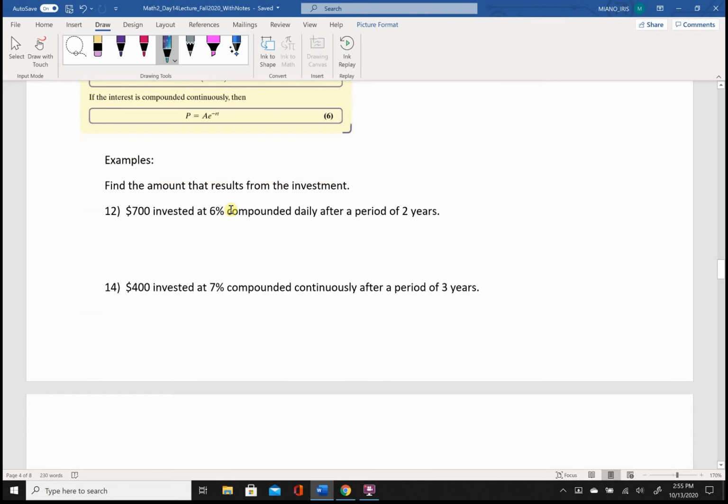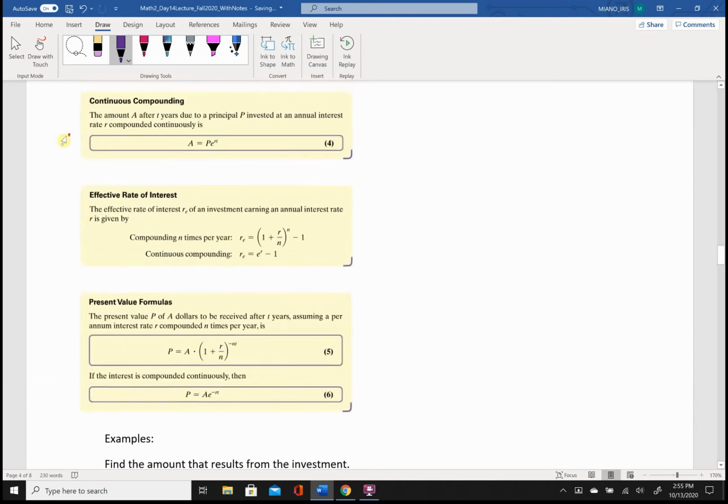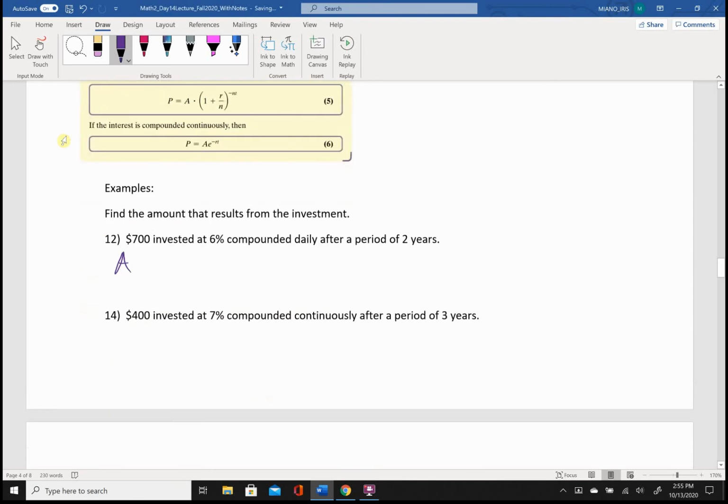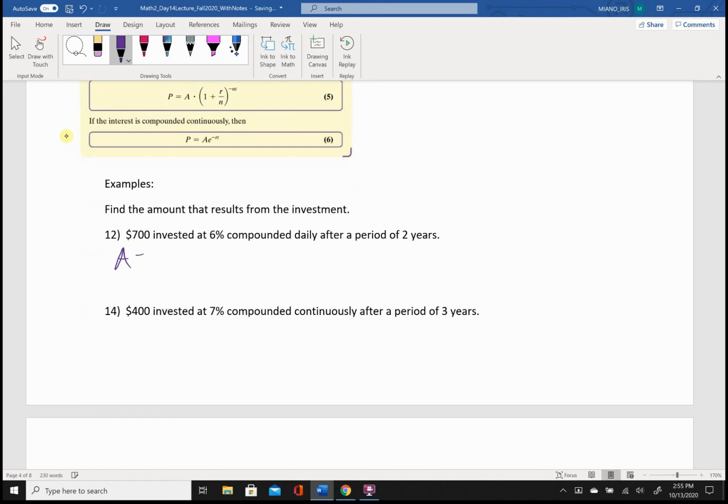Okay, so here we go. A, therefore, one last thing. It's just an A. They don't use function notation here. A equals 700 times 1 plus 0.06 over 365 raised to the 365 times 2 power. It's supposed to be a multiplication symbol right there. Again, type that into your calculator.